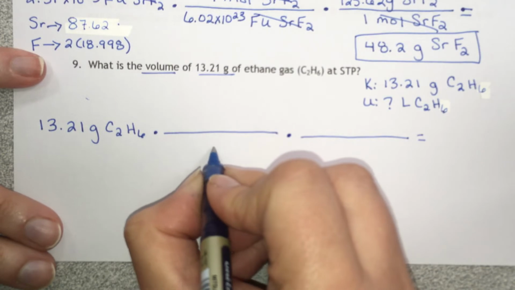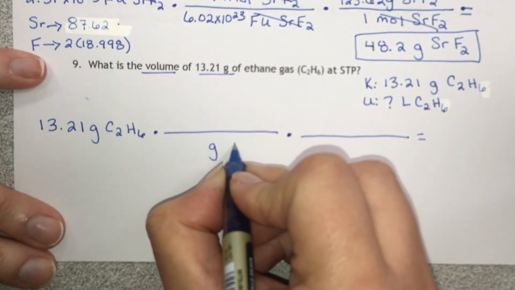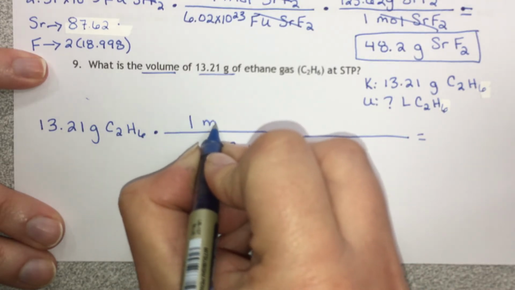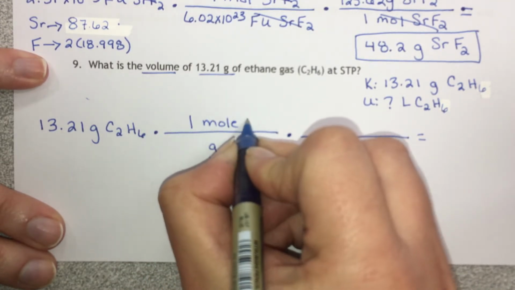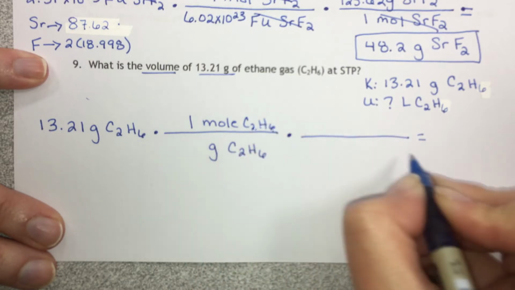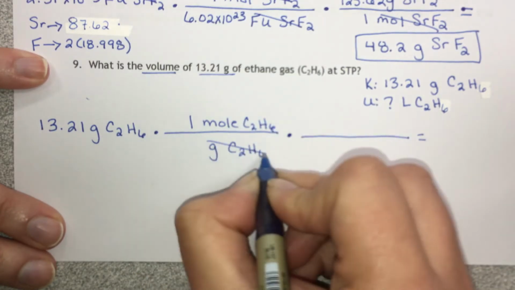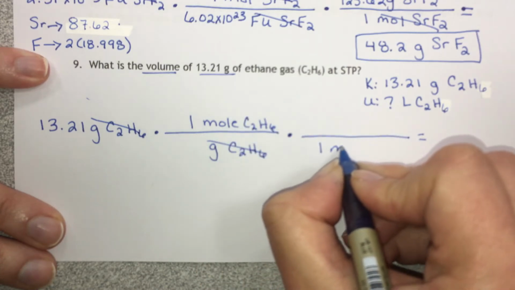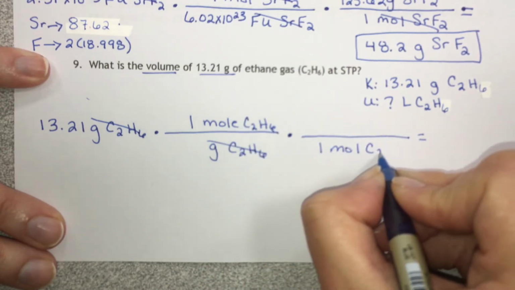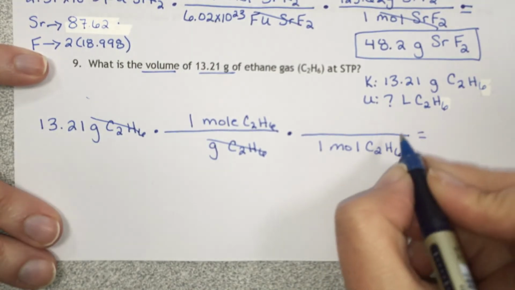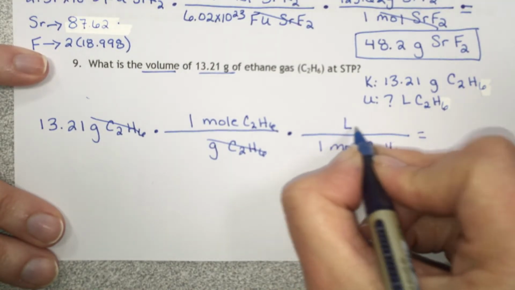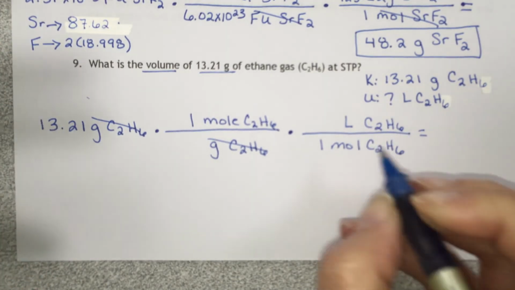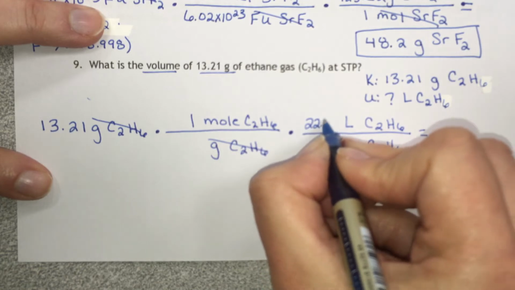So here, grams of C2H6, and we will need to convert to moles. That's our middleman. Again, we've said this. Then whatever's up, these two will cancel out. Whatever's up here needs to go here. 1 mole of C2H6. And we are looking for liters of C2H6. And this is just a constant, so we'll go ahead and put that.